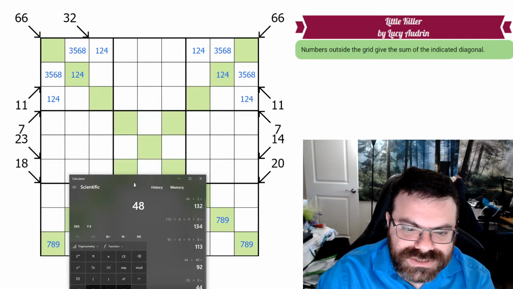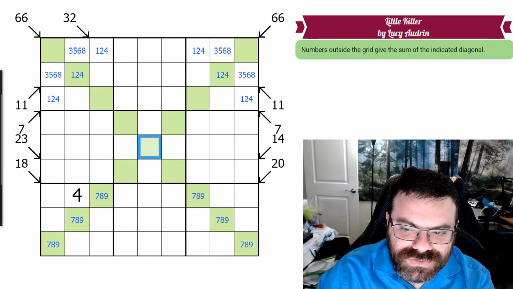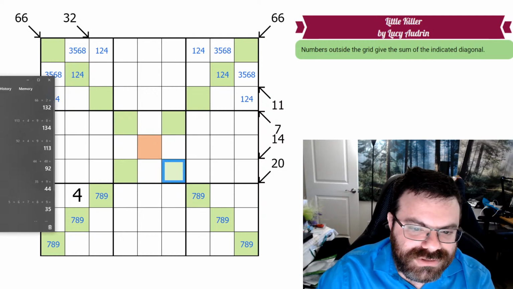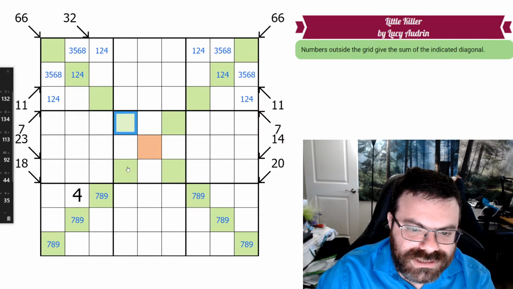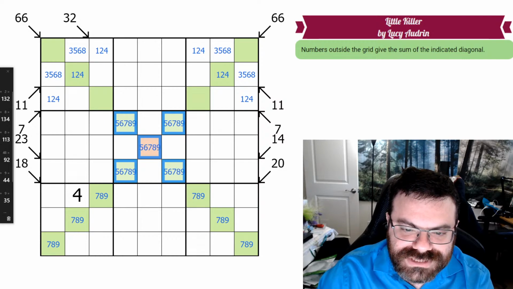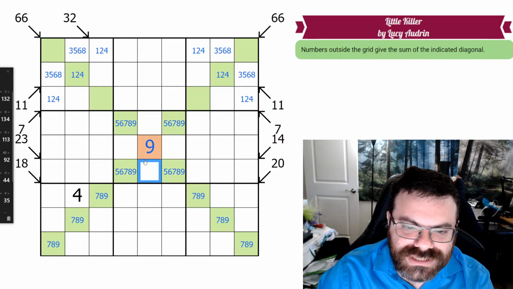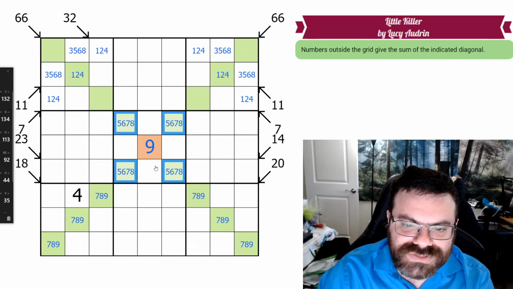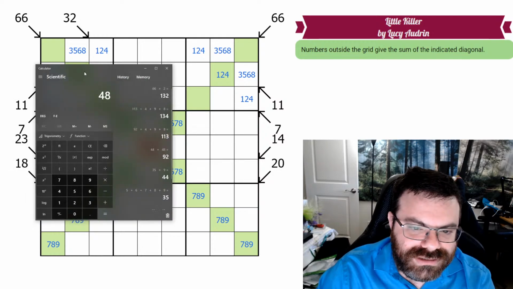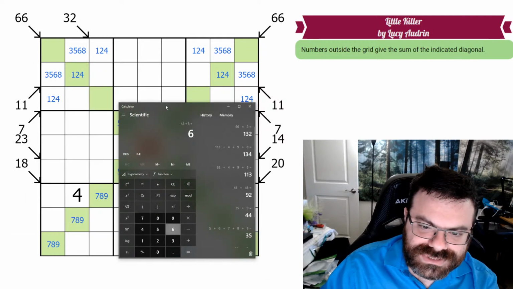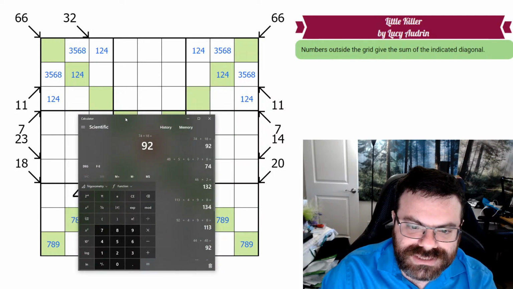Now our center box here, which I'll mark a different color. Let's mark that orange. The orange is double counted, but these could be 5, 6, 7, 8, 9. So let's say this were 9, so we get the maximum double count, and the rest were 5, 6, 7, 8. Then we can add 5, 6, 7, and 8, and then we can add another 18 to double count the 9. That's 92.